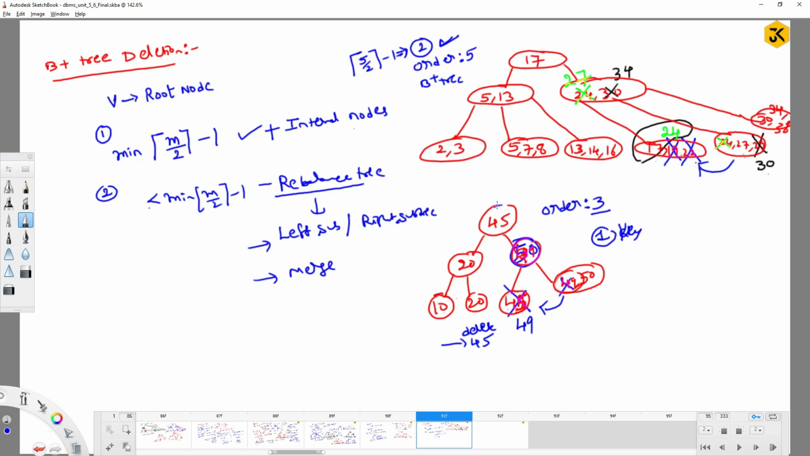Yes or no? 40. But what about the root node? We have to rebalance once again. What value do you have to place here? The right side smallest value, or we can say the inorder successor value, you have to place, right? So here if I place 49, is it going to be the correct tree?